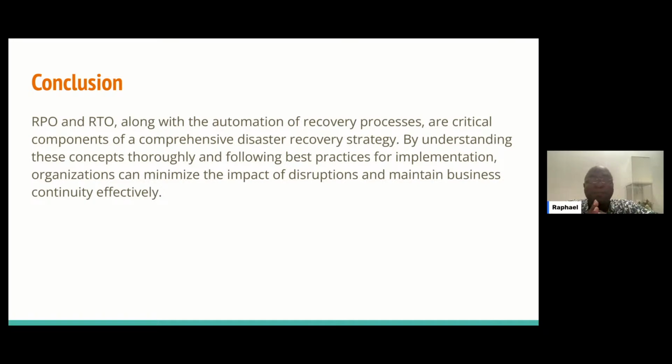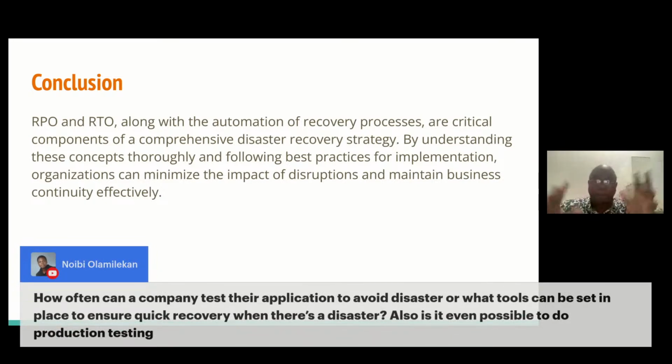The most important takeaway from here is that RPO and RTO, along with an automated recovery process, are very critical components of a comprehensive disaster recovery strategy. If you have these in place, you know what the objectives are. Like I told you earlier, there need to be certain checks for each one, and you can't just say you want to do RTO very fast. It's on an application to application basis.